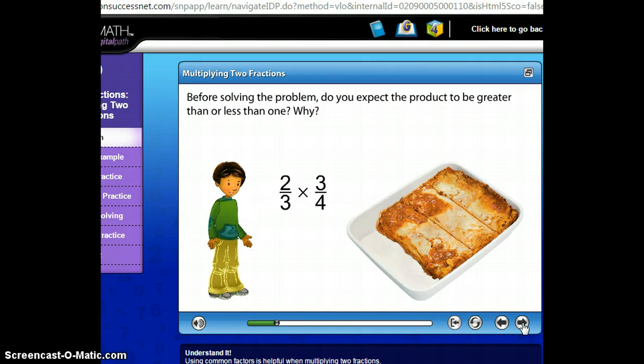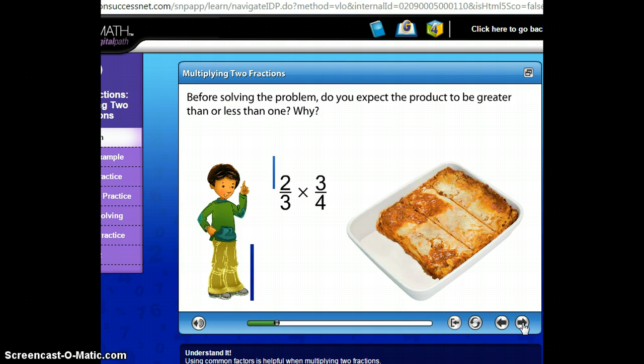Before solving the problem, do you expect the product to be greater than or less than 1? Why? Think about it. When you multiply this, do you expect to get an answer greater than 1 or less than 1? And why? We're trying to figure out, they ate 2/3 of 3/4 of the lasagna. Bella? You expect it to be bigger than 1 because they're multiplying. When you multiply, you're right, you do get an answer that is greater than what you started out with, okay?